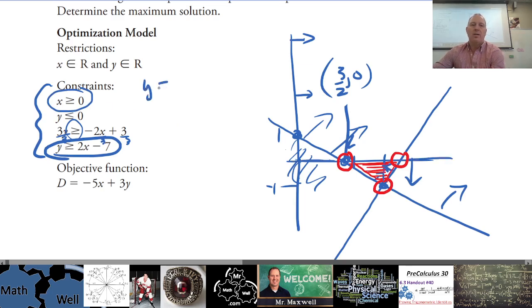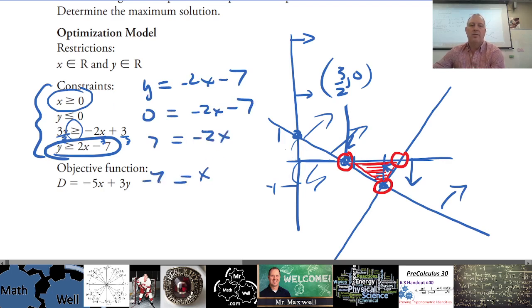So y equals negative 2x minus 7. 0 equals negative 2x minus 7. 7 equals negative 2x. X equals negative 7. No, sorry, give me a second here. Oh, this is positive, not negative.